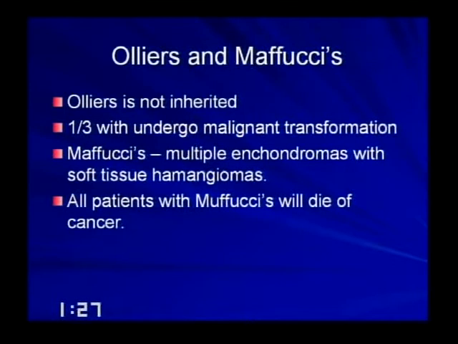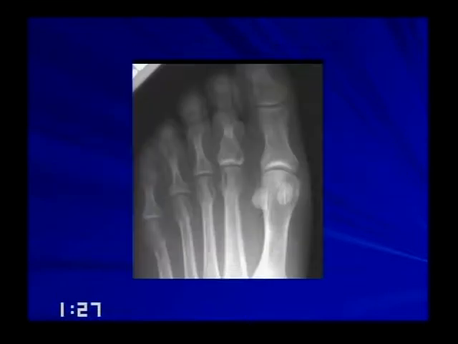One third of patients with Ollier's will undergo malignant transformation, and there's a syndrome called Maffucci's that's multiple enchondromatosis and soft tissue angiomas. These patients will die of cancer. Okay, if you have Maffucci's, you'll die of cancer. It may not be a chondrosarcoma. It could be a carcinoma, but you will definitely die of cancer unless you get hit by a truck first. I guess that could happen, but you know.